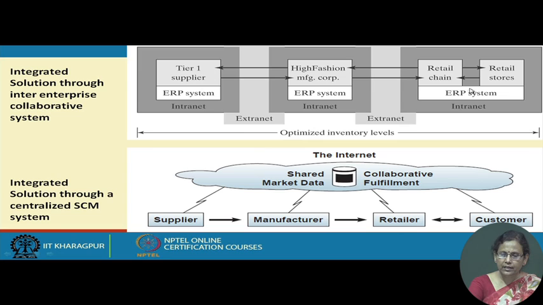The second way, however, is that here the retailer can actually connect with just its immediate upstream members. But in case you would like to share this data among all the entities in the supply chain, you may need a centralized SCM solution in which you will have a centralized database to which everybody will individually connect. So, it will be a different system which will help individual members to connect. It is a centralized system, a centralized database.